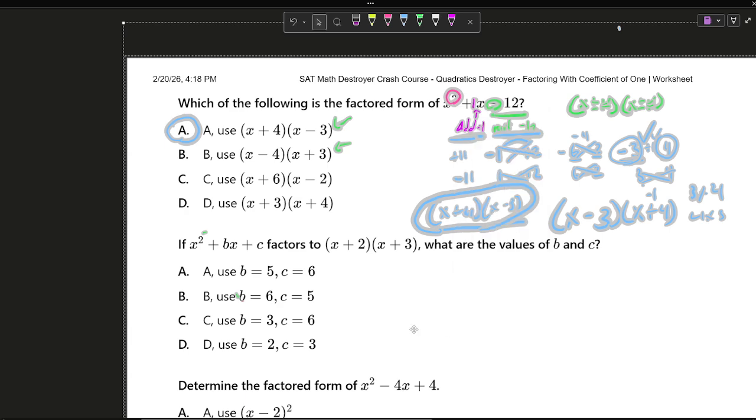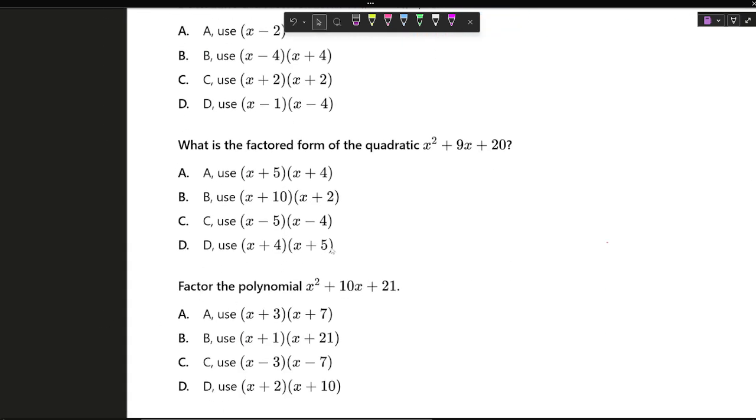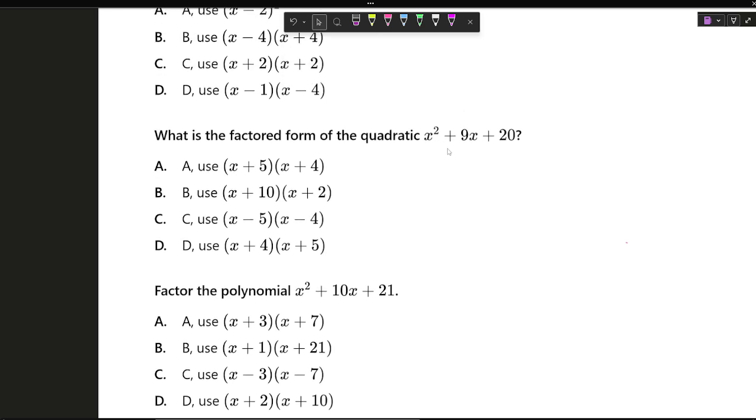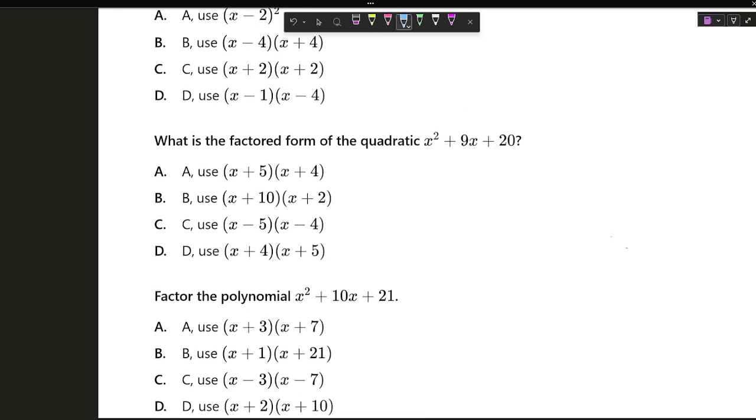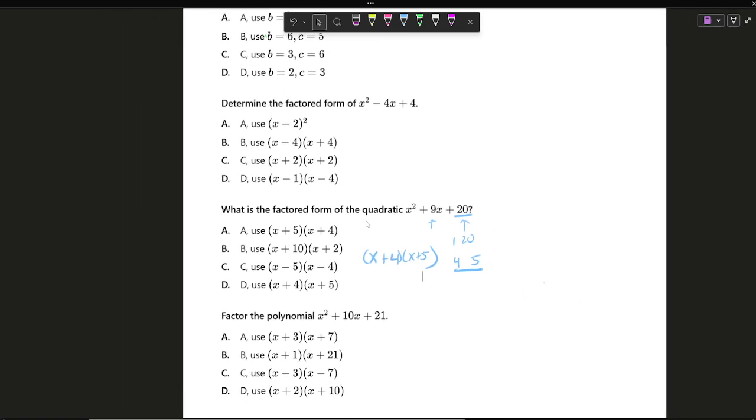Okay, let's do one more. Let's do a more challenging one. Let's do this one. Plus 20, right? Same thing here. Two numbers that multiply to this, but add to this. What can you think of? 1 and 20? Well, that adds to 21. Well, 4 times 5 works right away, right? That's the easy one. 4 times 5. So you can just come here and say x plus 4, x plus 5. That's it. And that's how you factor a quadratic.